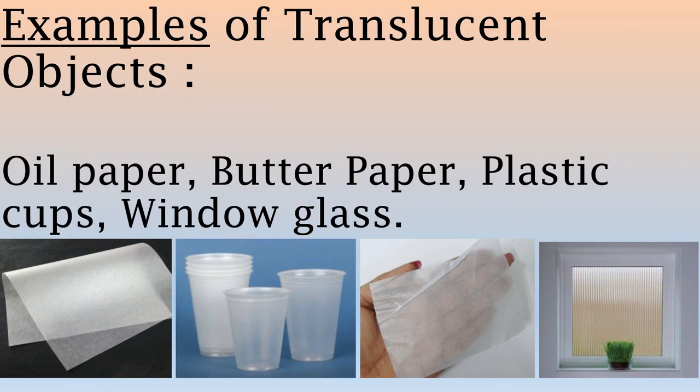Few examples of translucent objects are oil paper, butter paper, plastic cups, and window glass. Here, the window glasses are hazy in appearance and are not clear.